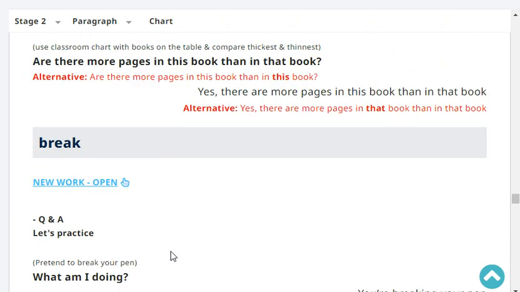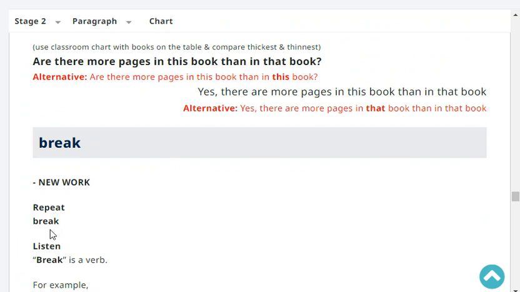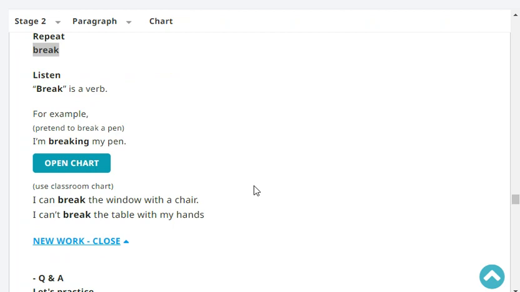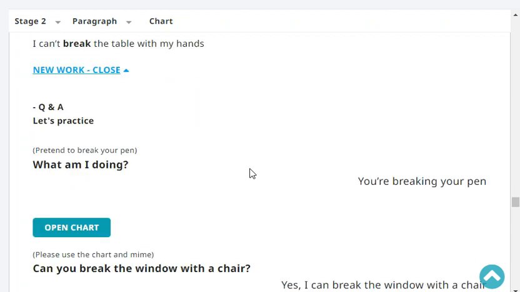Okay, next repeat. Break. Very good. Okay, listen. Break is a verb. For example, I'm breaking my pen. Okay. I can break the window with a chair. You can also do that. I can't break the table with my hand like a karate chop. It's very hard. Okay, so let's practice.